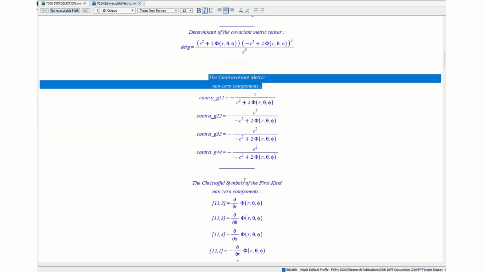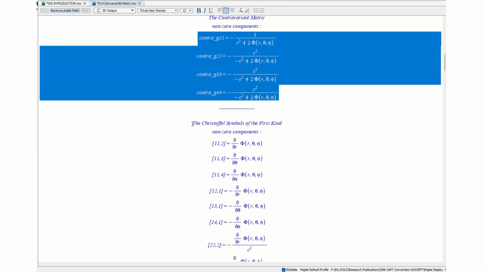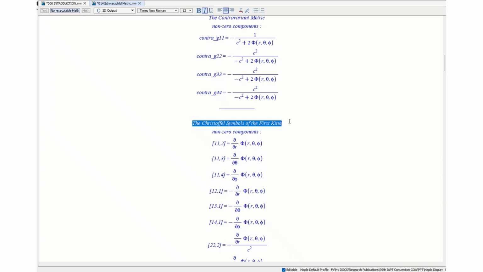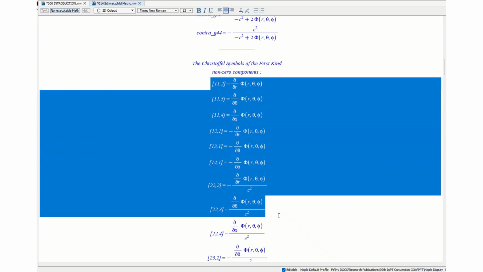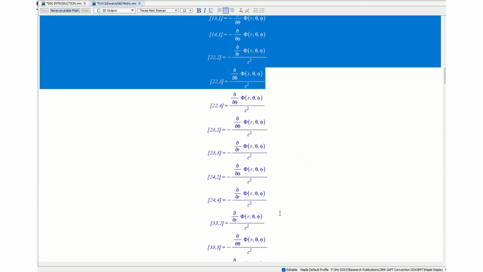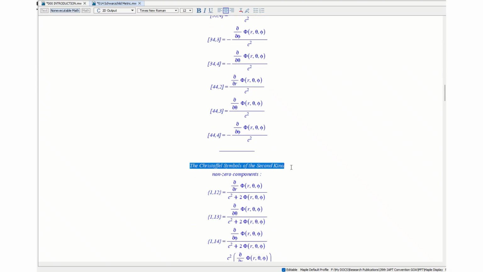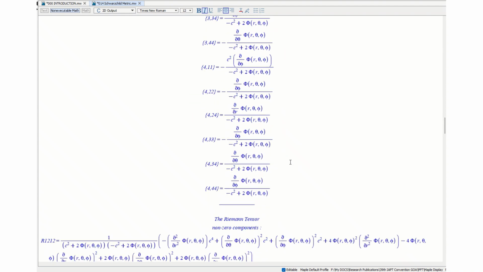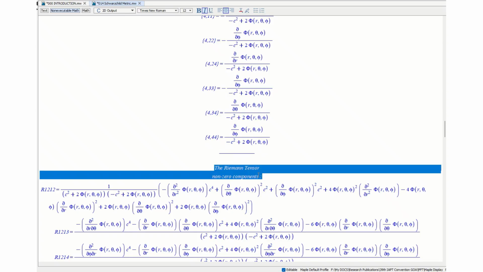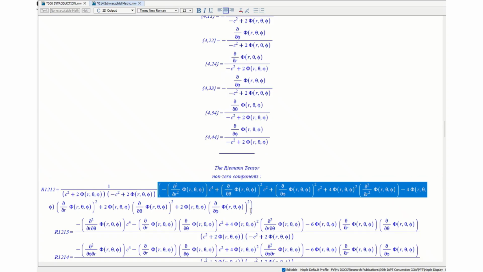After the contravariant matrix components, non-zero components, which we have seen, we are going for the Christoffel symbol of the first kind. Only non-zero components are displayed here. You can observe that if you define the function phi, it can obtain us values. Then the Christoffel symbol of the second kind you can obtain. Then the Riemann tensor non-zero components R1212. It is up to here.